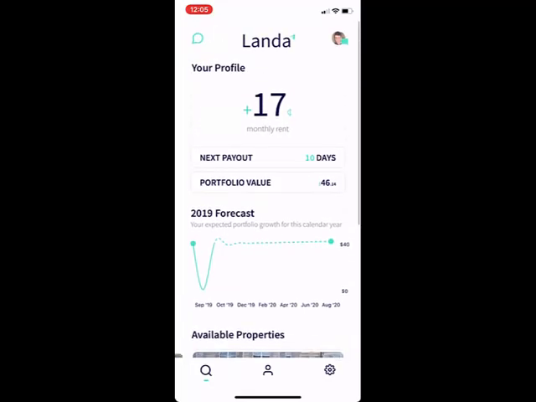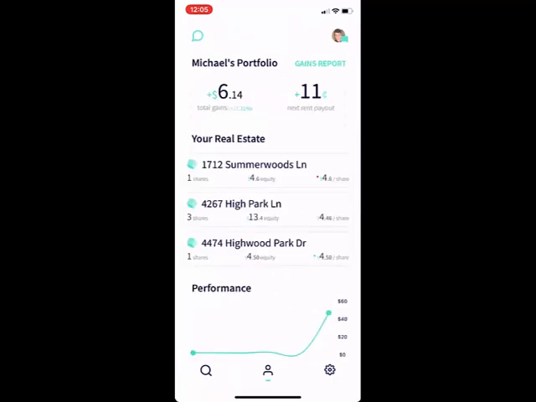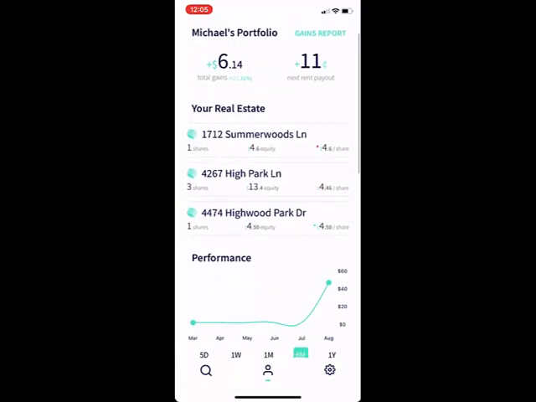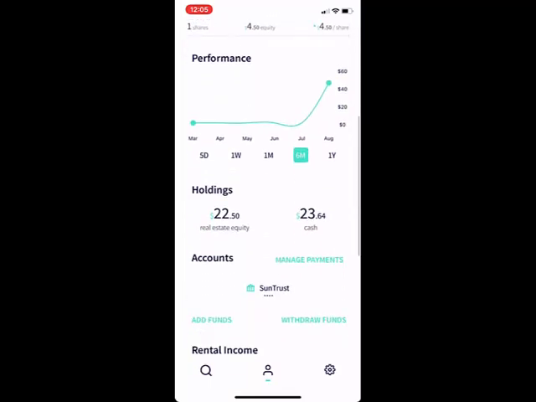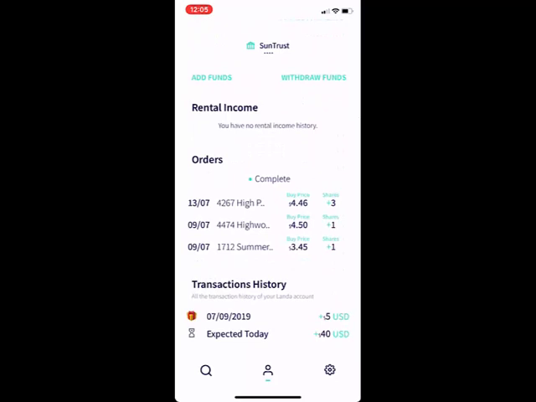Now, let's switch over to the middle tab, which is your portfolio. It has your expected payouts. It has your equity and your cash. It has all kinds of interesting things. It has your transactions history as well as your orders.